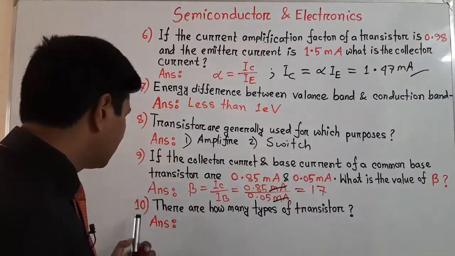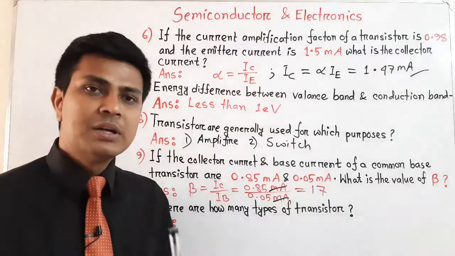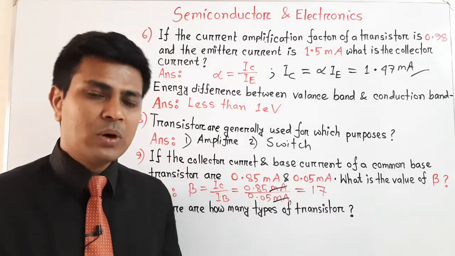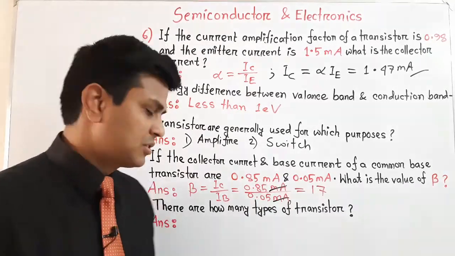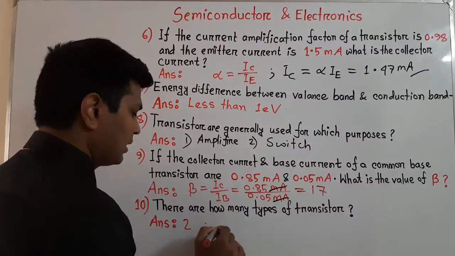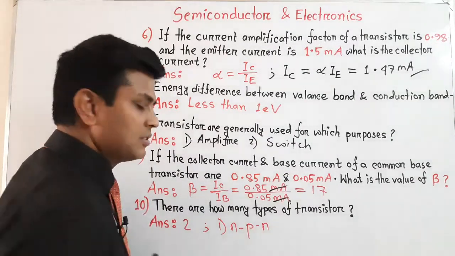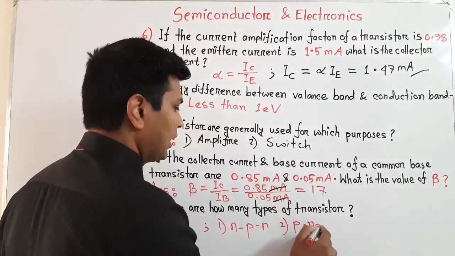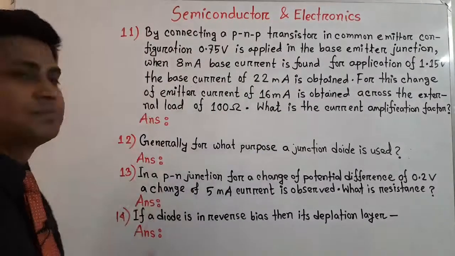Now let's see question number 10. The question is, how many types of transistor are there? We know there are two types of transistor. One is NPN transistor, another is PNP transistor. So the answer will be 2, and what are they? Number 1, NPN transistor. Secondly, PNP transistor.